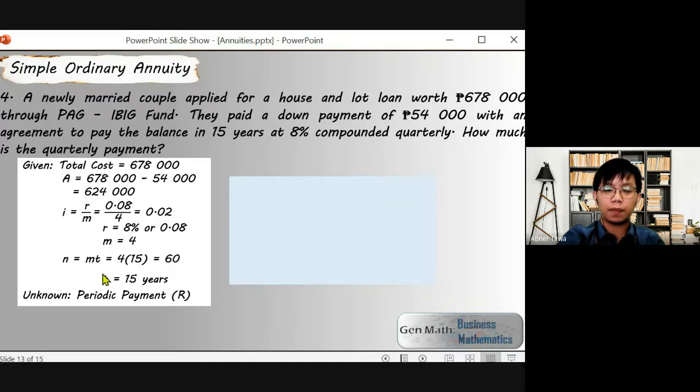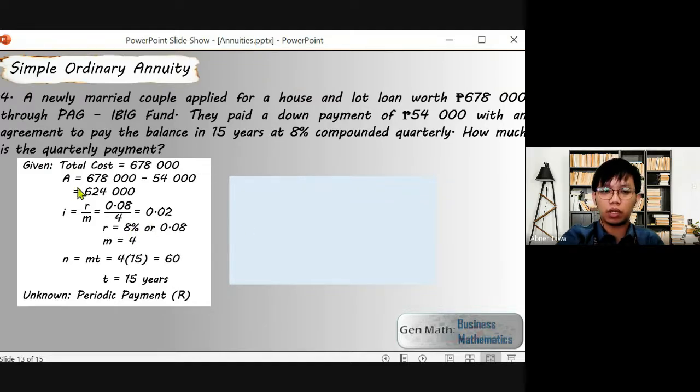And then the value of N, the term of annuity is 15 years, multiplied to the value of M, that is equals to 60. And then the unknown here is the periodic payment. Magkano yung babayaran nila every 3 months, or that is quarterly payment. Okay, so we have here the following formula.